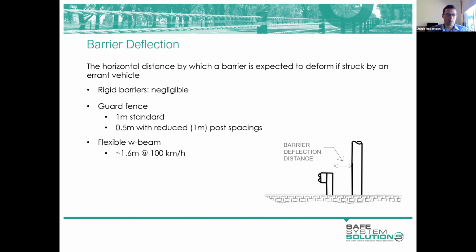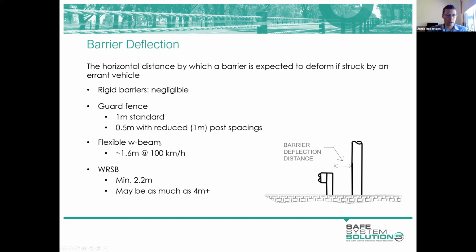The flexible W-beam products, all 3 of them, will deflect by about 1.6 metres under TL3 impact conditions. So that's your pickup truck at 100 k's per hour and 25 degrees. Wire ropes deflect by quite a bit more. 2.2 metres at a minimum. That's one of the TL3 rated products.